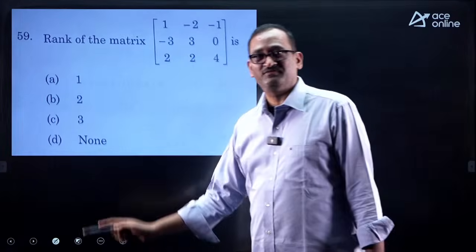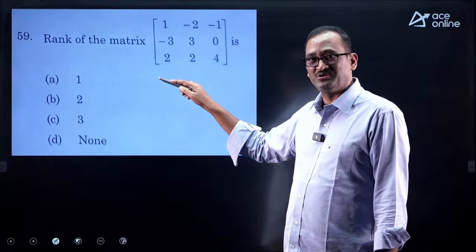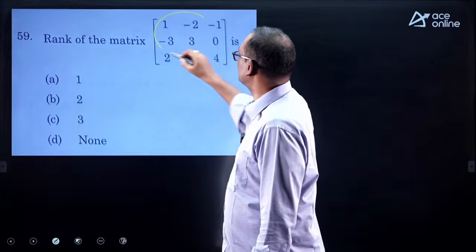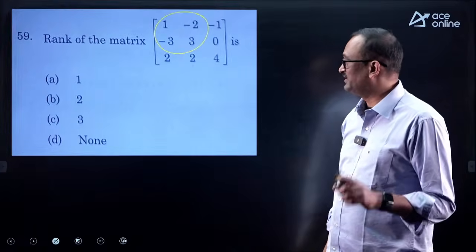Rank of the matrix: if you find the determinant of the matrix, you will get the determinant of the 3 by 3 matrix as 0. So there are several 2 by 2 matrices. Among all 2 by 2 matrices, if at least one 2 by 2 matrix has determinant not equal to 0, then the rank should be 2.